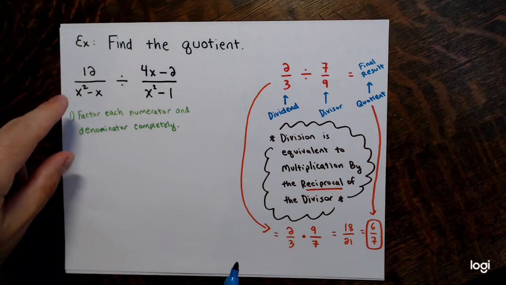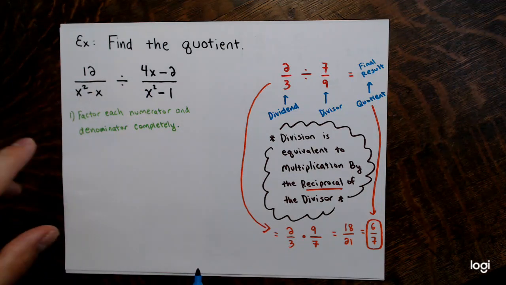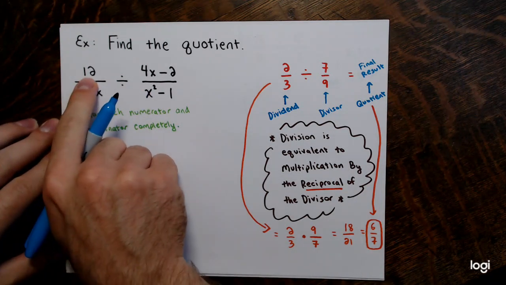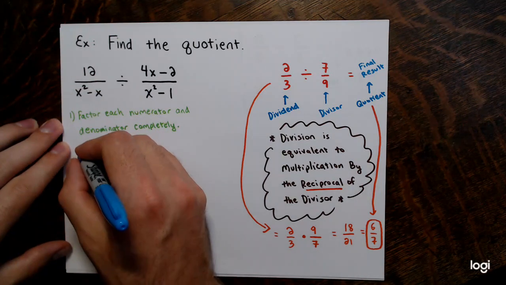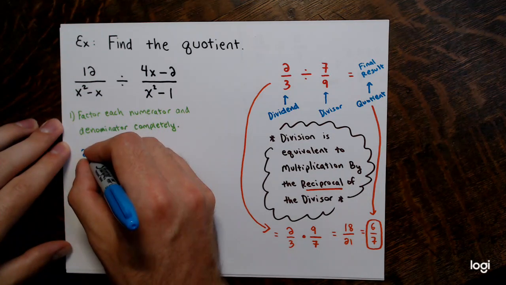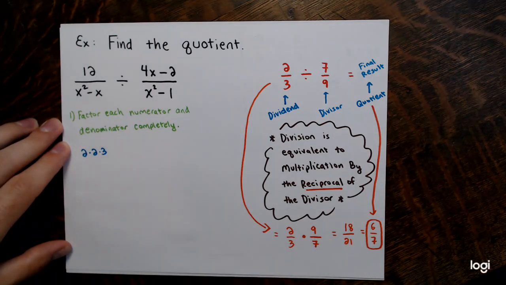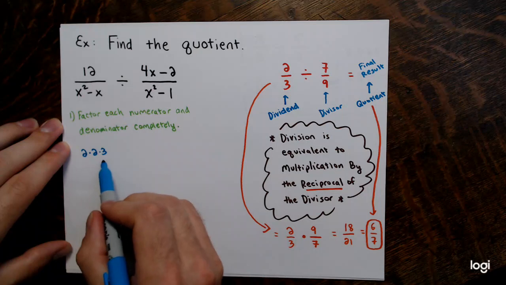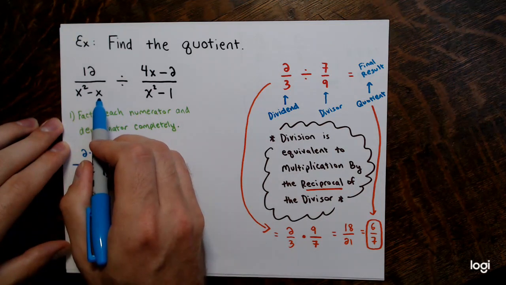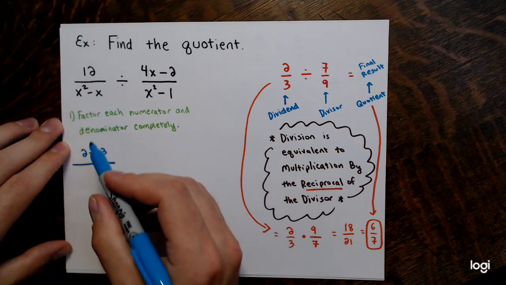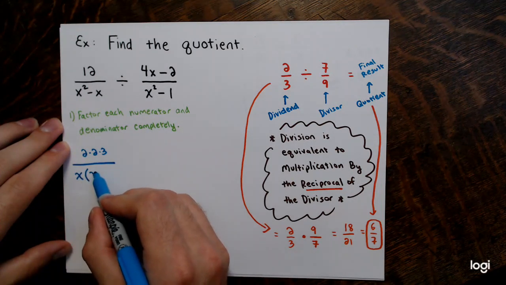Now, I'm going to factor even numbers down to their prime factors. When you factor 12 completely, it is 2 times 2 times 3, or 2 squared times 3 if you like. That's 12 over, and then x squared minus x, they have a common factor of x. Pull that out, and what's left over would be x minus 1.